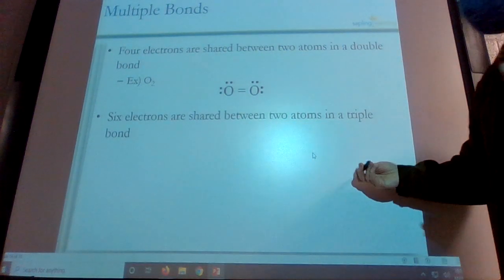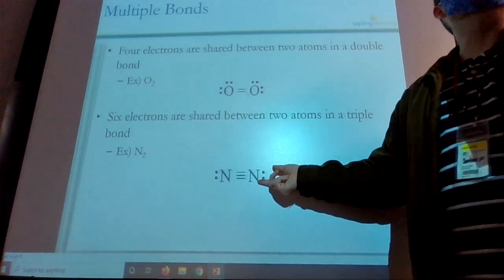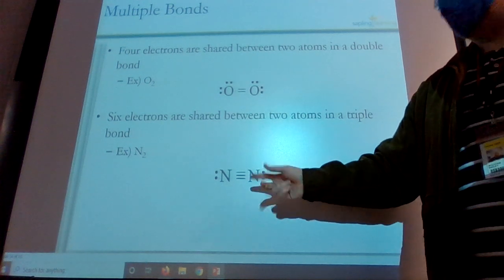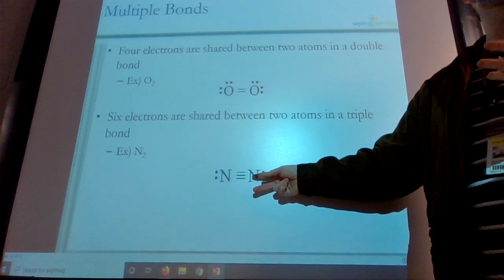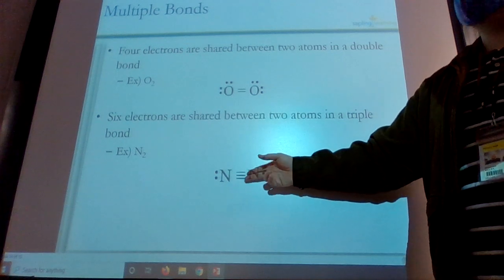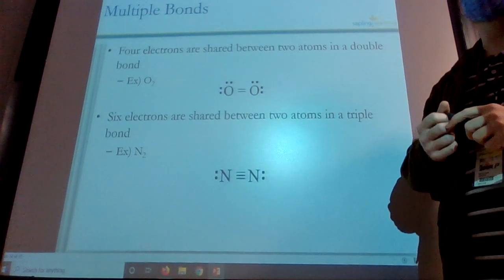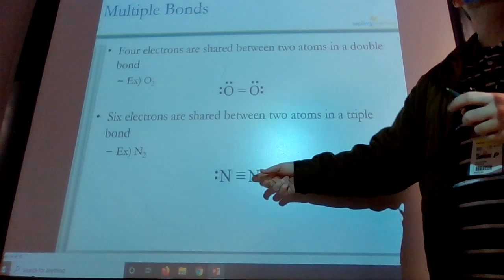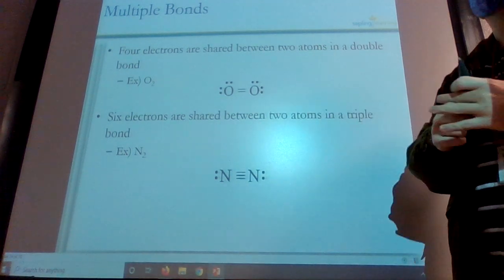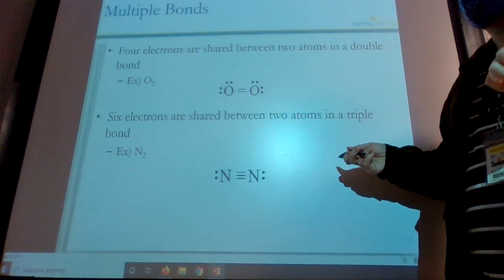Oxygen will have a double bond. Nitrogen has 3 bonding electrons each. If you're bonding 2 nitrogens together, it's going to need a triple bond. I think triple bond is the most you can have. I don't know that anything has a quadruple bond, but the more bonds you have, the harder it's going to be to break those bonds if you're trying to do a chemical reaction or something.